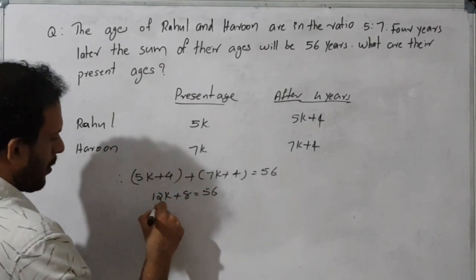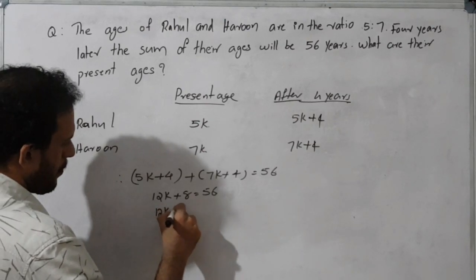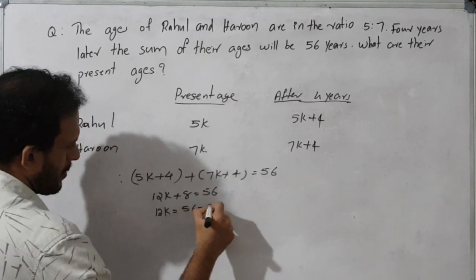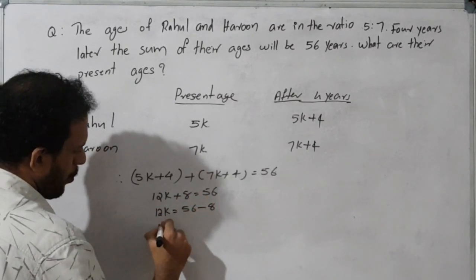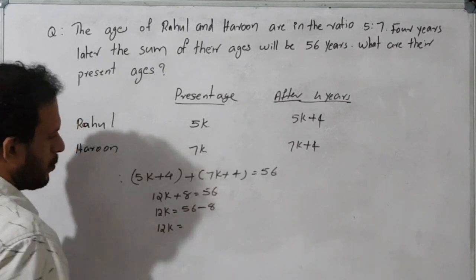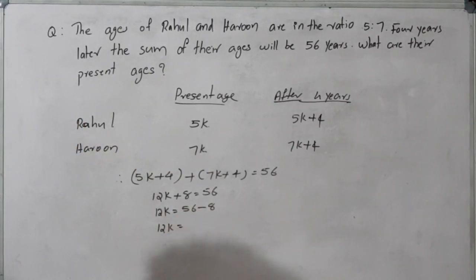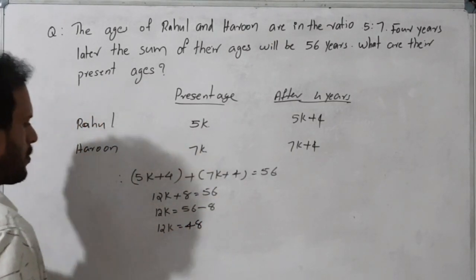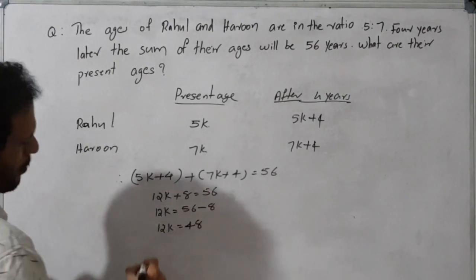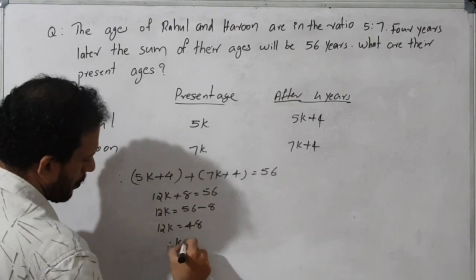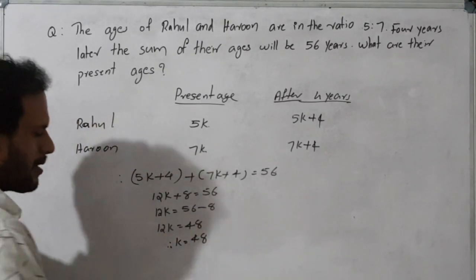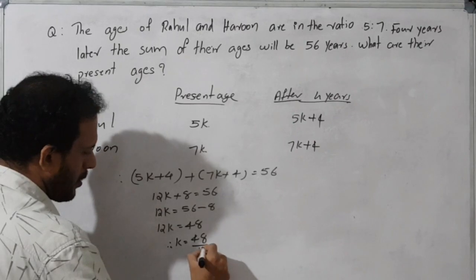Okay. Then 12k. The 56 has a plus 8, so it becomes minus 8. Then 12k is equal to 56 minus 8. What is 56 minus 8? It is 48. Then therefore k is equal to 48 over 12, since it is 12 into k. So what changes? It becomes divided by 12.